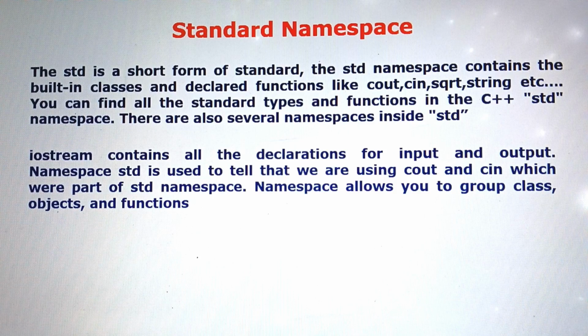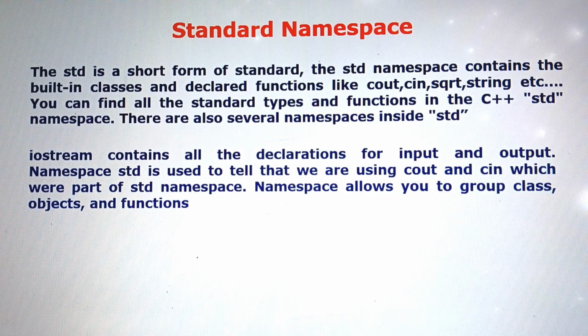Standard namespace. The std is the short form of standard. The std namespace contains the built-in classes and declared functions like cout, cin, string, etc. All the functions, input and output functions, mathematical functions, string functions, are contained in the std namespace. We can find all the standard types and functions in the C++ std namespace. There are also several namespaces inside std.